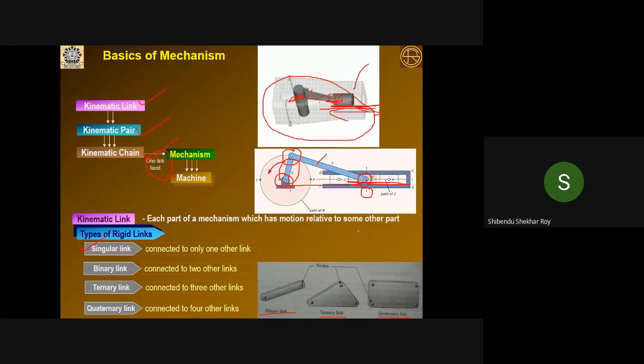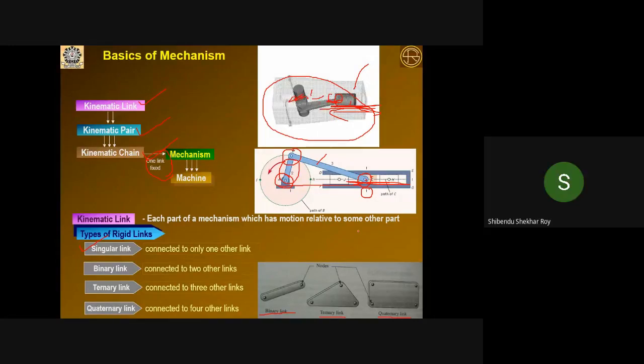So from here you can easily understand, in between 1 and 2 the pair is revolute. In between links 2 and 3 the pair is revolute. In between link number 3 and link number 4 it is revolute. In between link number 4 and link number 1 is your sliding pair, or the prismatic pair. So how many pairs then?